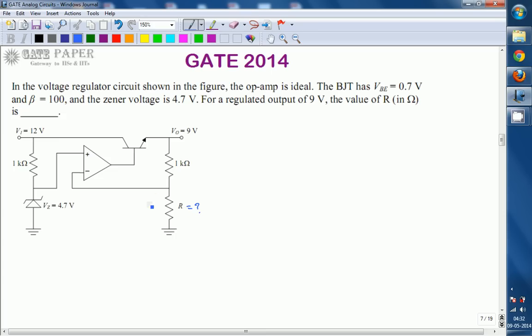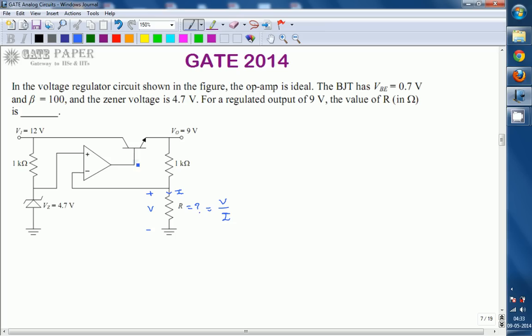If you want to calculate the R value, you must know the voltage drop across this resistor and the current flowing through this resistor. Assume the voltage drop across this is V and the current flowing through this is I. Then can I write V by I is nothing but the value of R, or not? If you know these two things, you can easily calculate the R value. So what is the value of V?